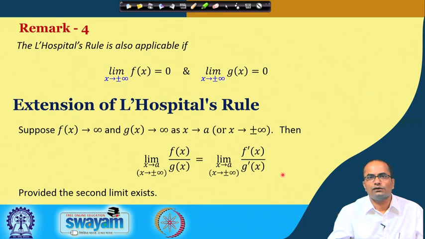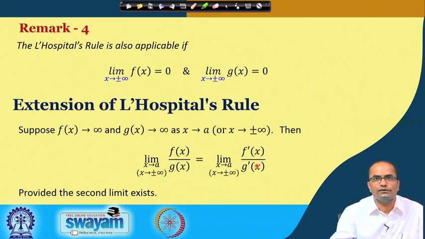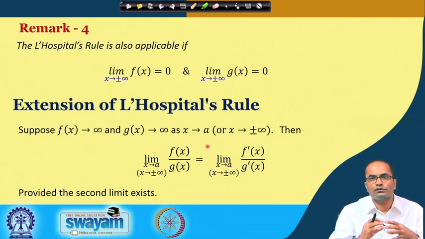So, what is the general rule now, if we include all the results that we have discussed so far? There could be two forms: either 0 by 0 form or infinity by infinity form. In either case, whether x goes to a or x goes to plus or minus infinity, the limit of the ratio of the two functions will be equal to the limit of the ratio of their derivatives.